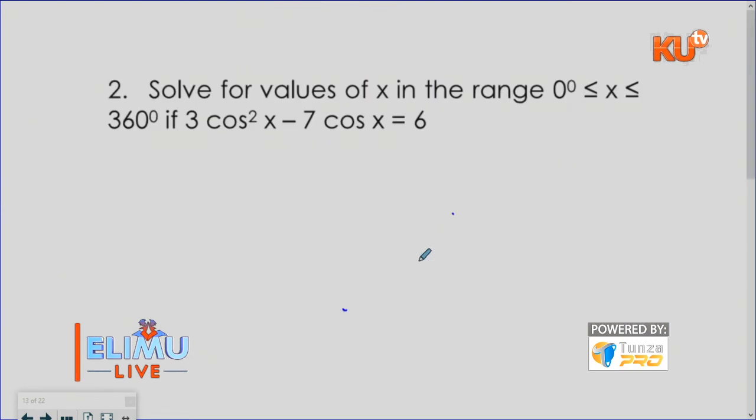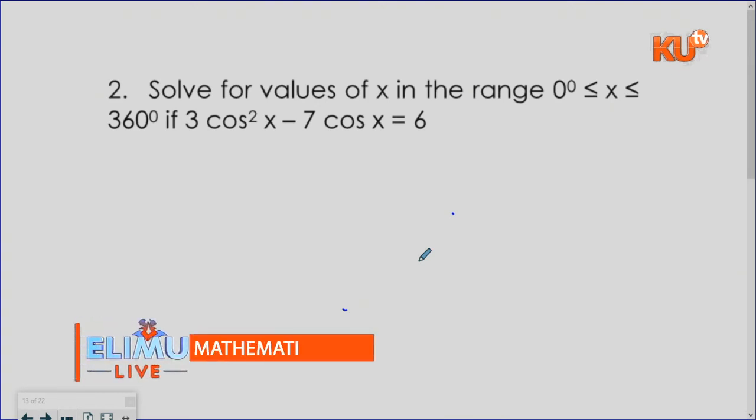That is the end of that particular question. Now, learner, you can write this somewhere very quickly because we still have one more example, and that is the graph part. We are looking at the graphs after this. So solve for values of x in the range 0 degrees to 360 degrees if 3 cos squared x minus 7 cos x is equal to 6. So you can copy that one somewhere, learner. You will be working out that, and you can send us the feedback.